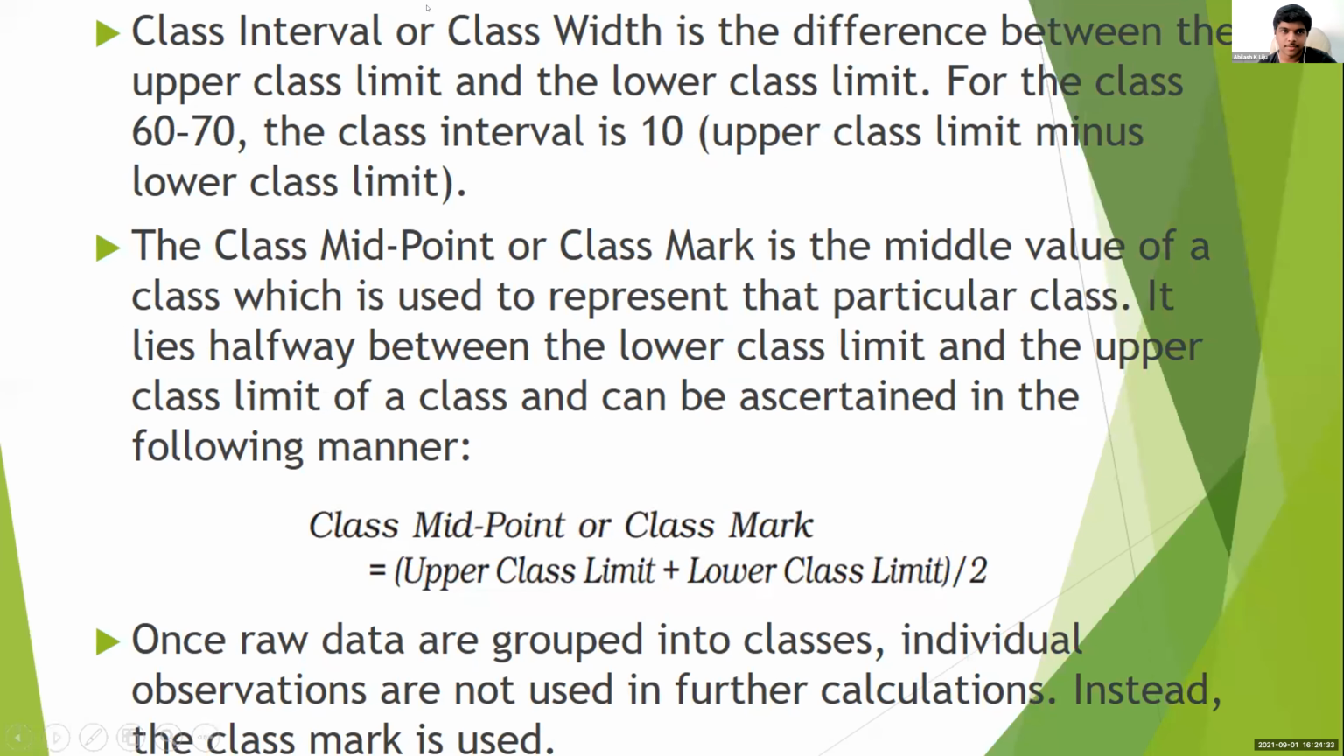Class interval or class width is the difference between upper class limit and the lower class limit. So for the class of 60 to 70, the class interval is 10, meaning the difference or the gap between 60 to 70 is 10. And to find this is very easy, upper class minus the lower class, meaning 70 minus 60. And another thing you have to note is the class midpoint. And for this, we have a formula, which is the upper class limit plus the lower class limit by 2. And once we classify the raw data into frequency distribution, for further calculations, if we need to further treat these numbers, you use it in the classified form.